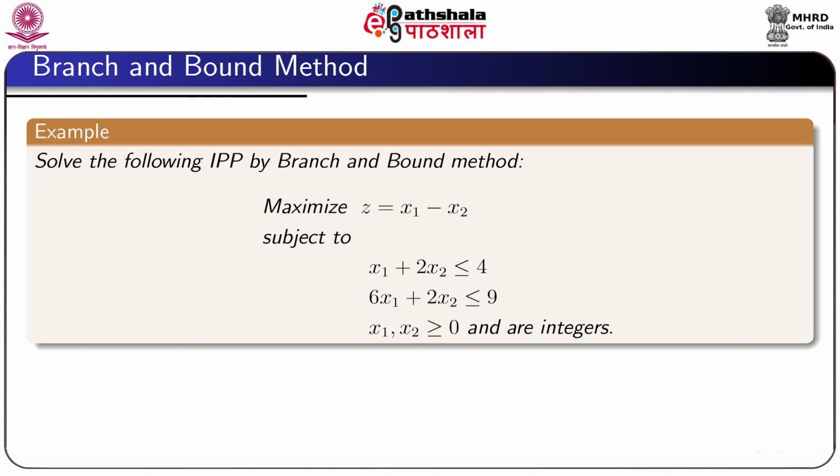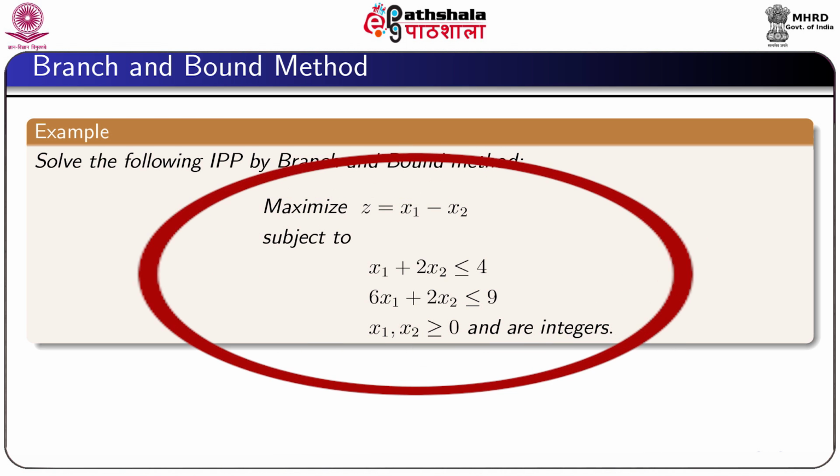However, if the number of variables is restricted to 2 only, then a graphical method can be applied to find the solution of each subproblem. We now proceed to take some example and see how branch and bound algorithm can be applied to find solution of IPP.